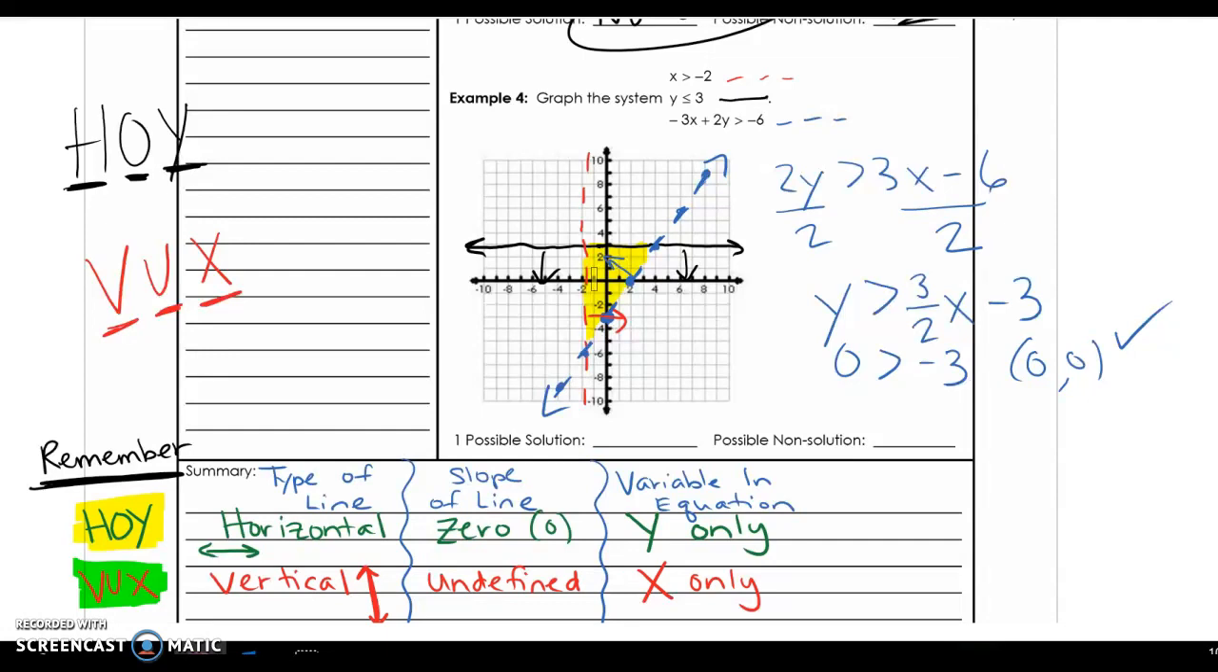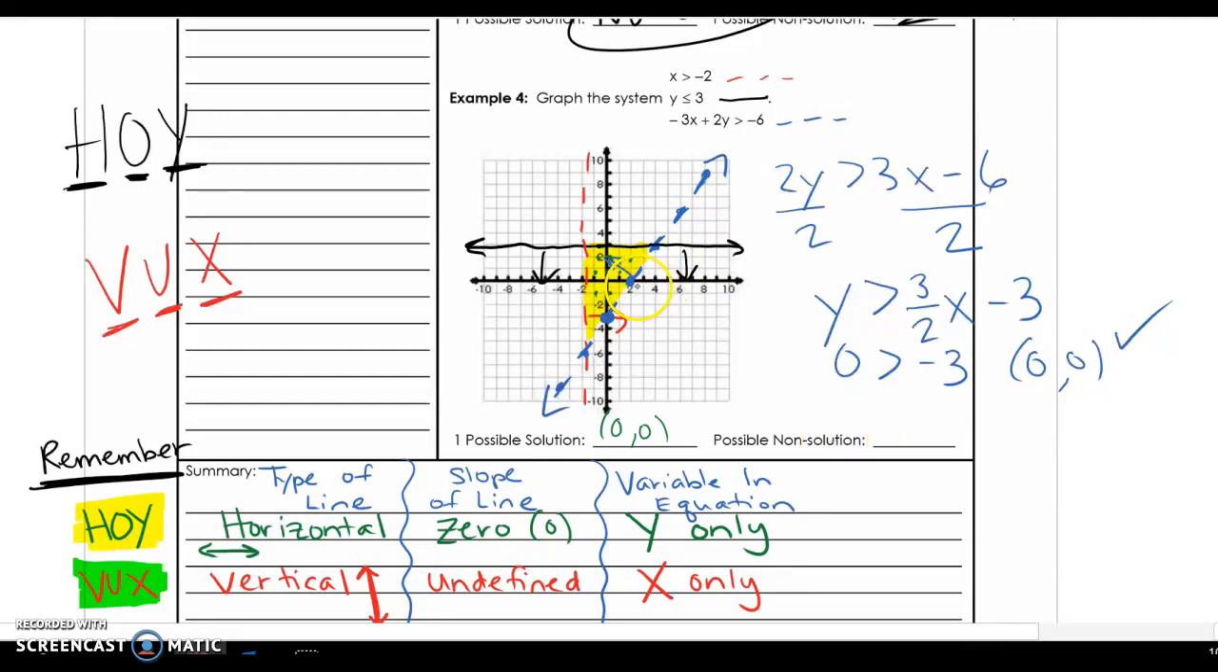So a possible solution here could be 0, 0, 0, 1, 1, 1, 1, 2, -1, 1. Be sure I don't get anything on these dashed lines. 0, -1, -1, -1. All of these points in this highlighted region would be solutions.